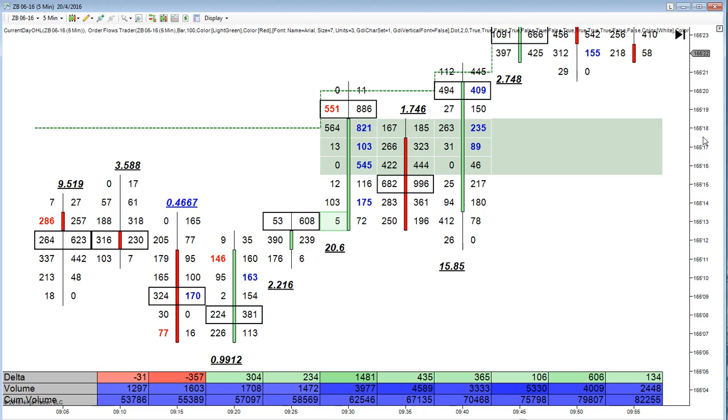Just because there's a stacked buying imbalance doesn't automatically mean that it's going to be a support level. Yes, you're at the high. It can become a support level up near the high, but I prefer to look at stacked buying imbalances when we're closer to the low or in the bottom half of the day, and stacked selling imbalances as resistance if we're up near the high.